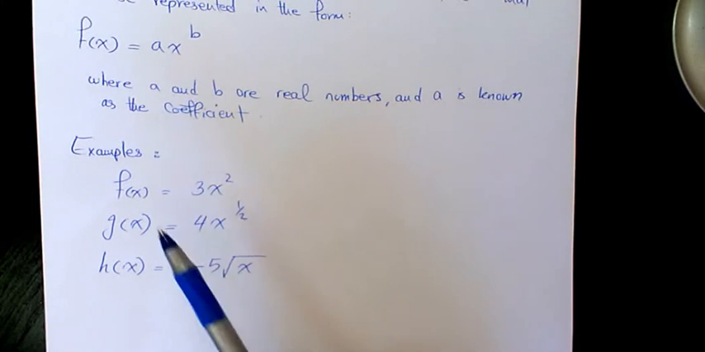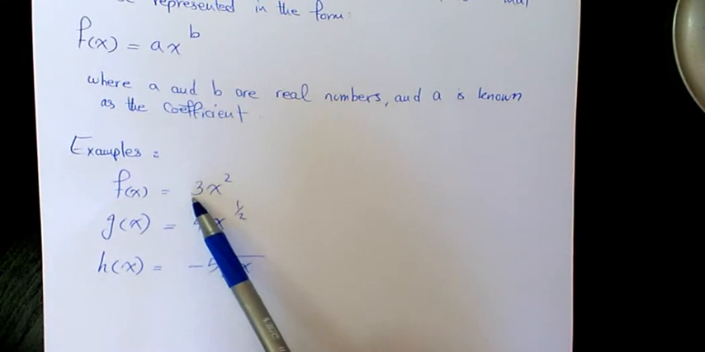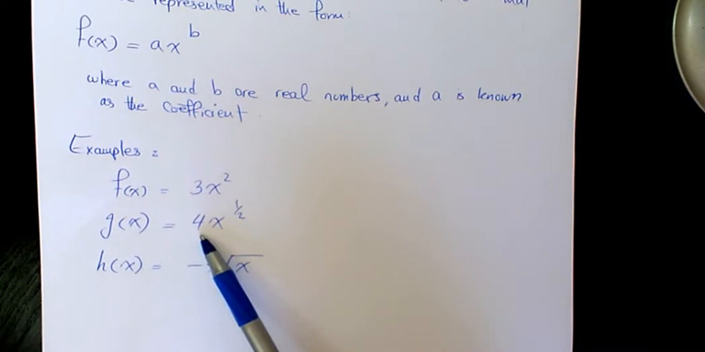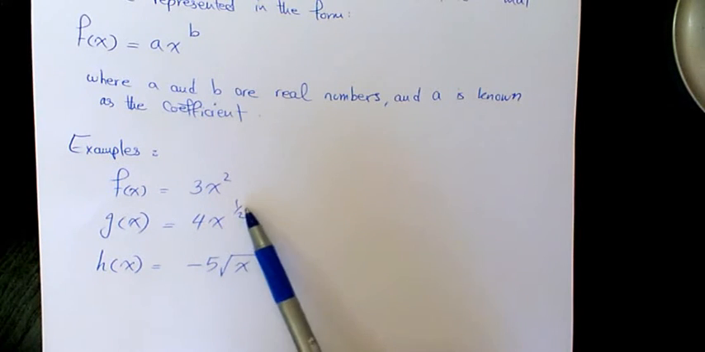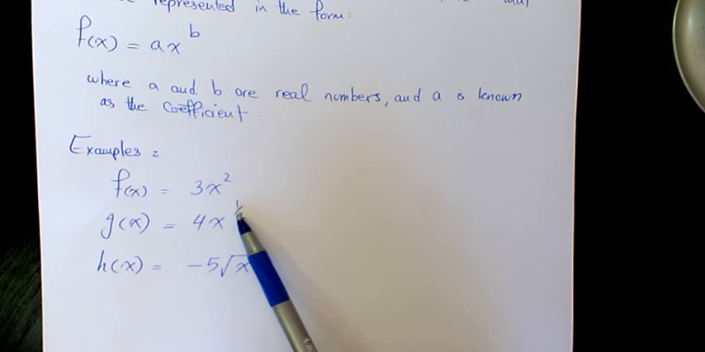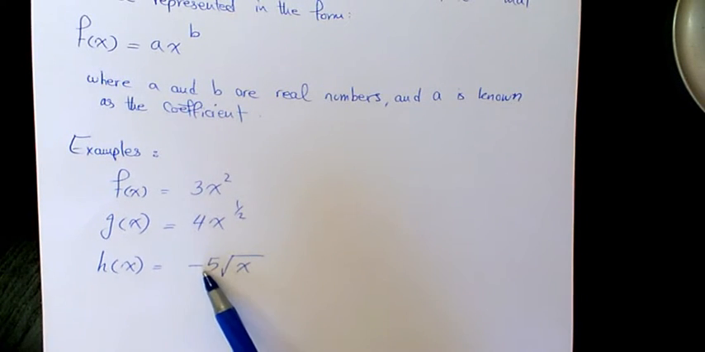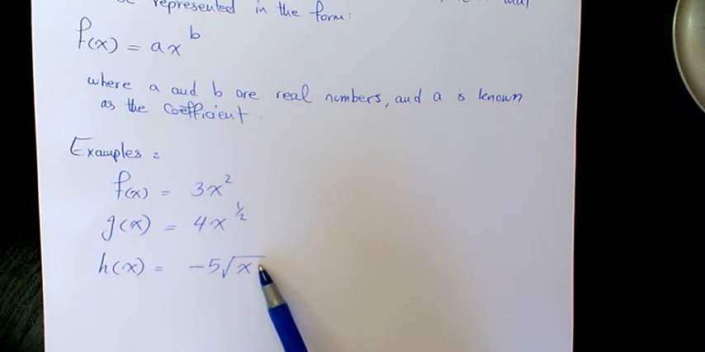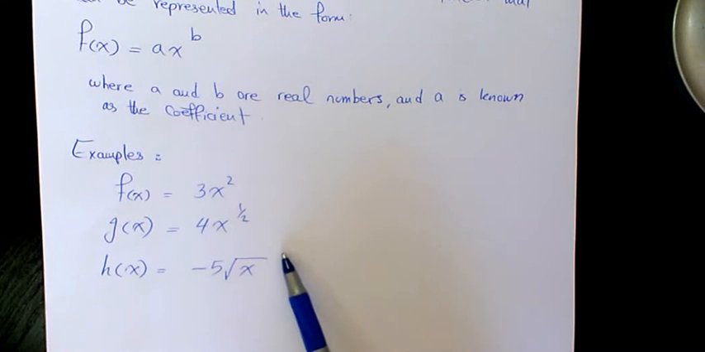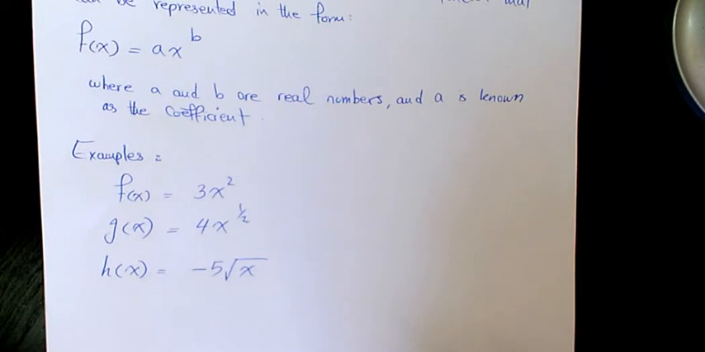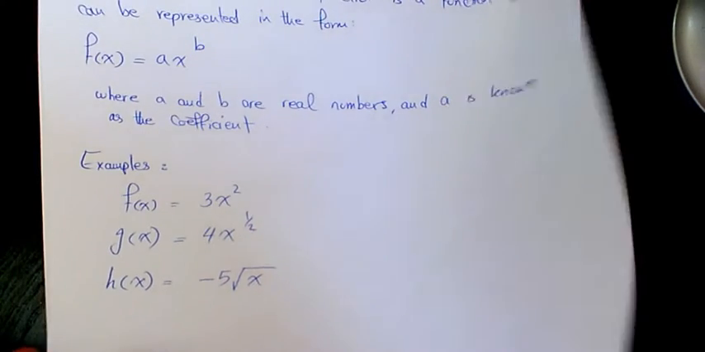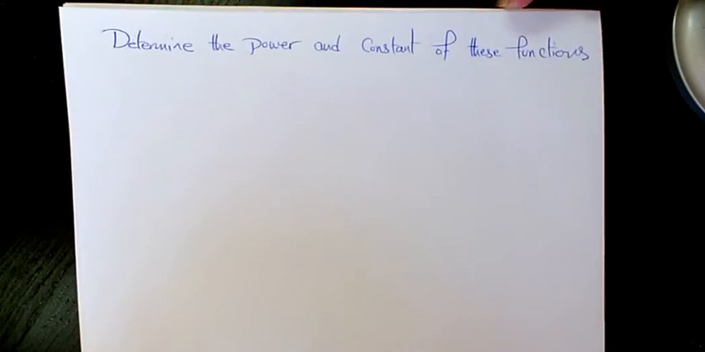Let's see these examples. We have 3x squared, 3 is the coefficient, and 2 is the exponent. g of x equals 4 times x to the power of 1/2. 4 is the coefficient and 1/2 is the exponent. Negative 5 root x. Negative 5 is the coefficient, and here root x is the same as x to the power of 1/2. So 1/2 is the exponent in this case.